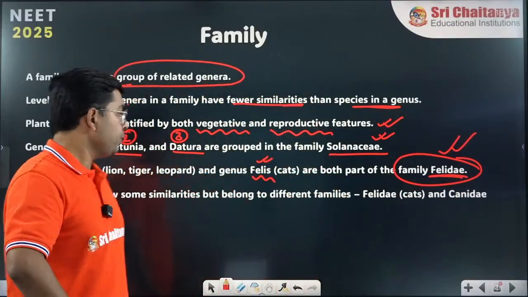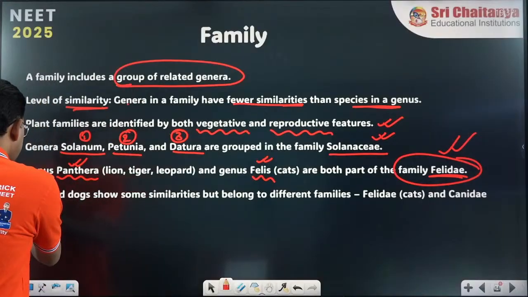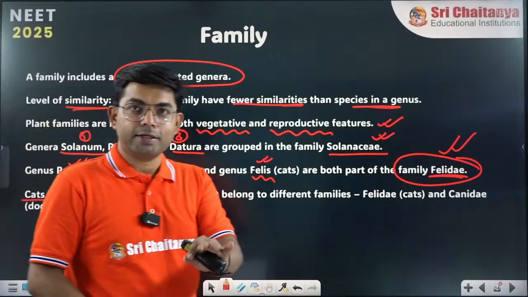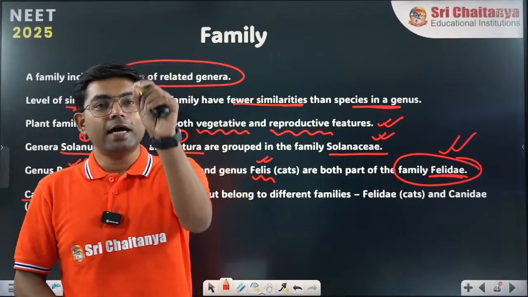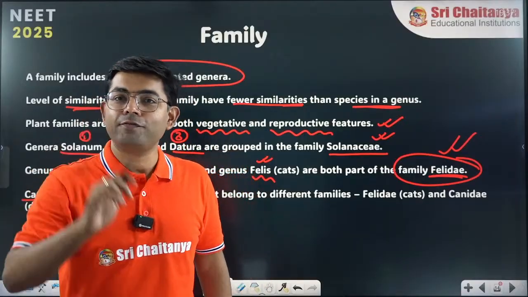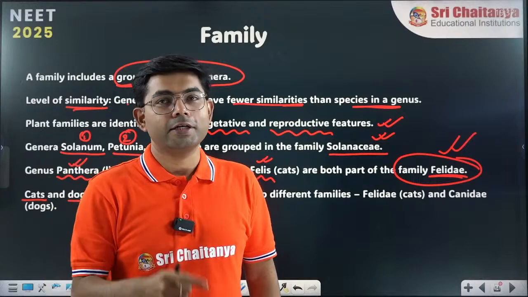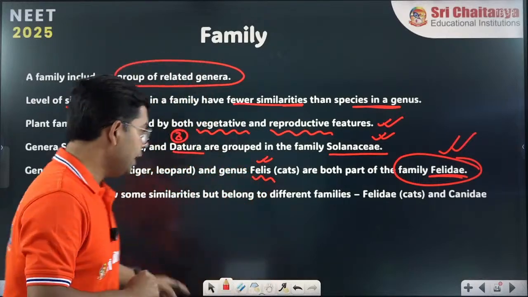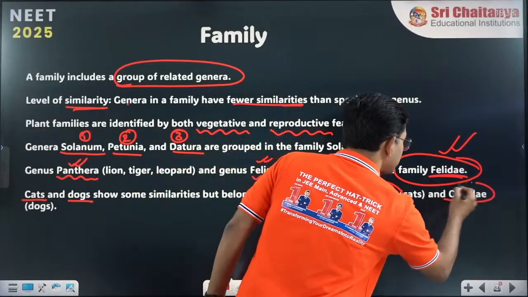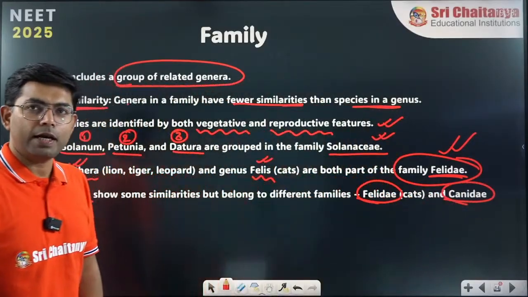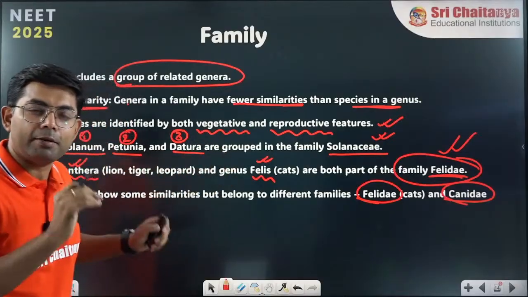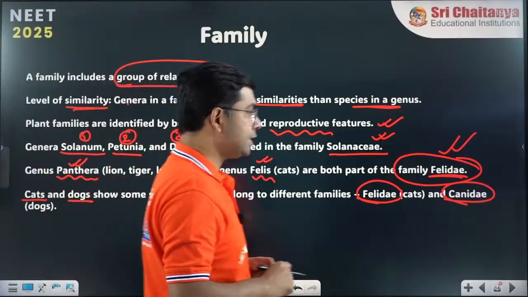This point clear? Further, cats and dogs, right? They have similarity. See, lion, tiger, leopard and cat all belong to the same family, but cat and dog don't belong to the same family. Cat belongs to the Felidae family, whereas dog belongs to the Canidae family, right? So there are a lot of terms which we are just seeing. Let's see some diagrams and try to understand again.